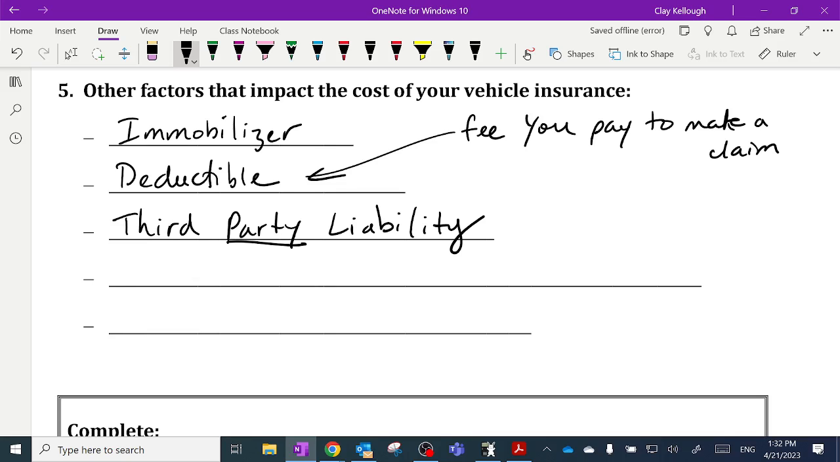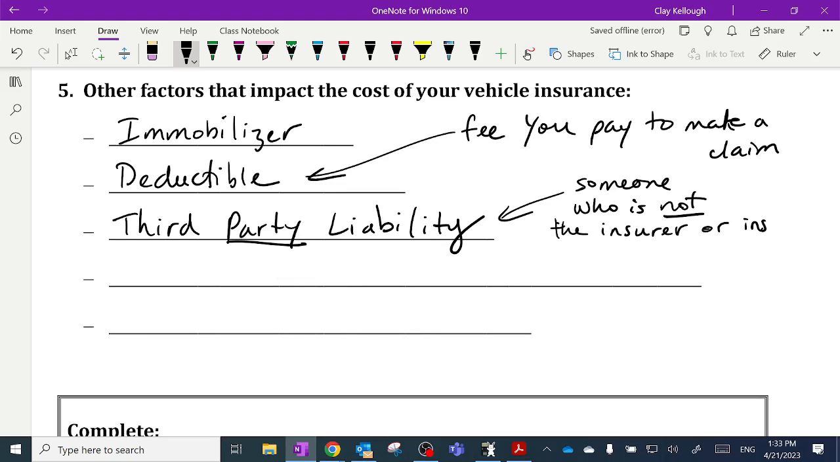The person who buys the insurance policy, the customer, is party number one. The person who sold it, or the company who sold it, the insurer, is party number two. So a third party is somebody who isn't the person who's paying for the insurance, isn't the company that sold you the insurance, it's somebody else. Third party, someone who is not the insurer or insuree.